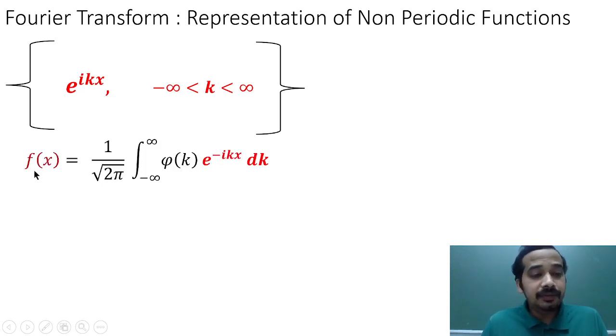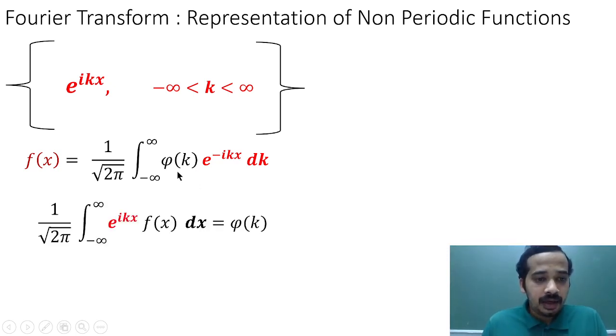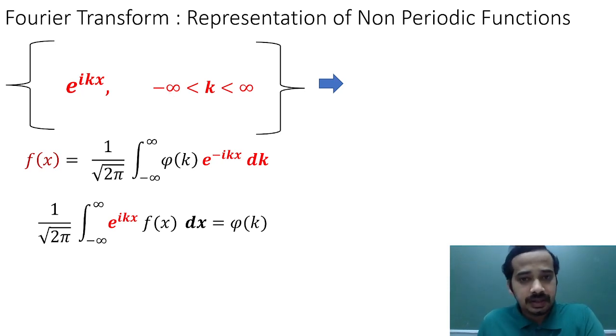You can express any function in terms of this e to the power i k x. We call this the Fourier transform here: 1 by root 2 pi, integral from minus infinity to plus infinity, e to the power minus i k x dk. So this is a coefficient of expansion. This phi of k is a coefficient of expansion actually, and you can obtain that phi of k by multiplying this function with the complex conjugate of e to the power i k x into f of x dx. And this whole process is very similar to our complex Fourier series expansion.